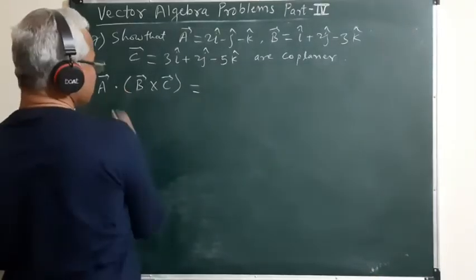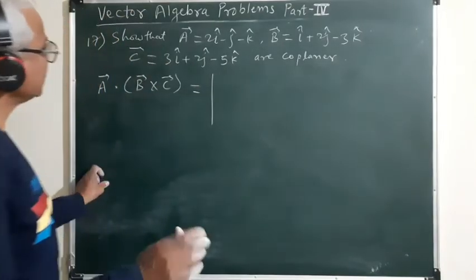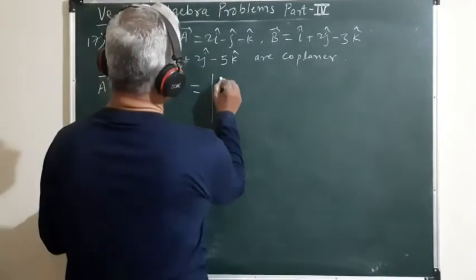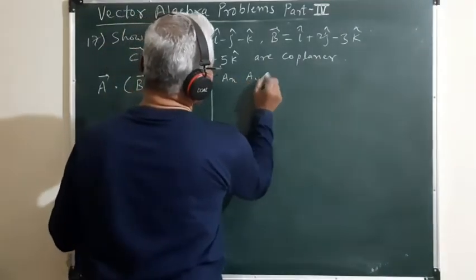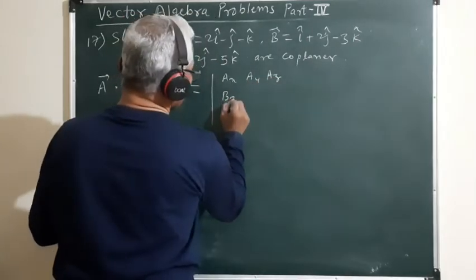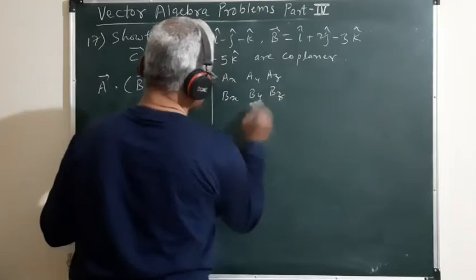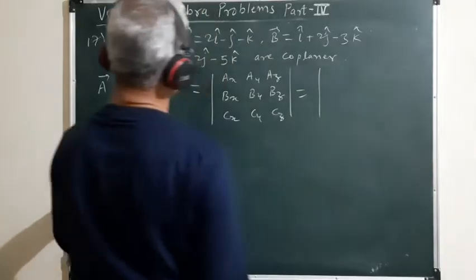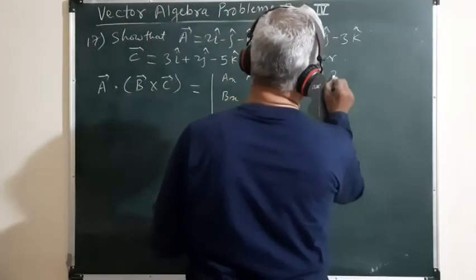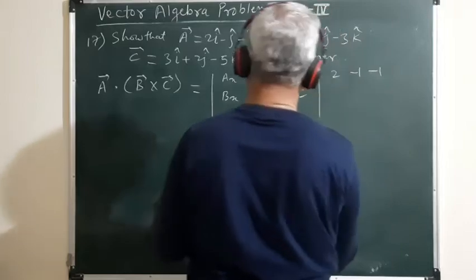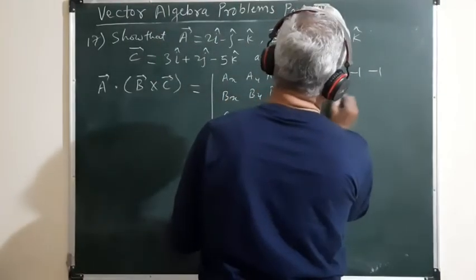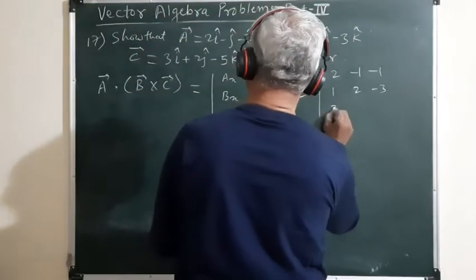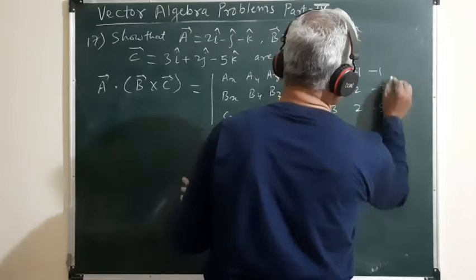And we have seen that this scalar triple product is expressed in the form of the determinant of the coefficients of these three vectors. So it is AX, AY, AZ, BX, BY, BZ, CX, CY, CZ. So this is equal to AX, AY, AZ is 2, minus 1, minus 1. BX, BY, BZ is 1, 2, minus 3. And CX, CY, CZ is 3, 2, minus 5.